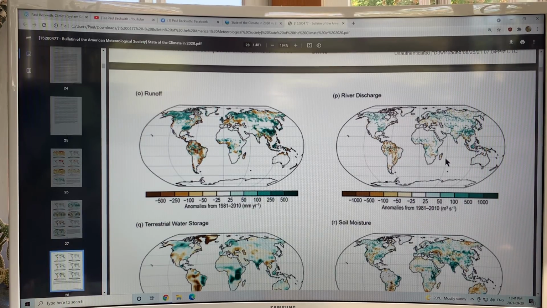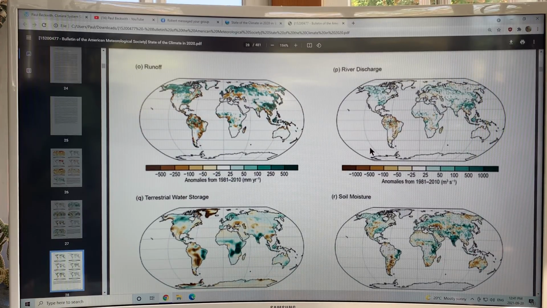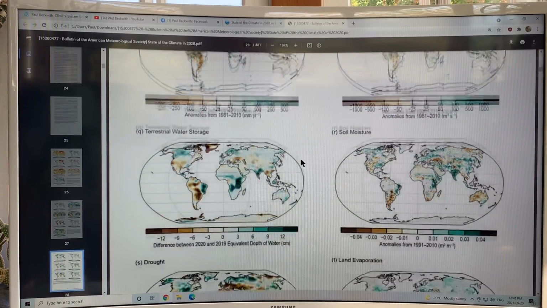River discharge. So areas where it's blue are areas where river discharge is increased, in many places around the globe. Again, this is on an annual basis. And in South America, it's low. This is very worrying for the Amazon rainforest, for the longevity and continuation of the viability of the Amazon rainforest.